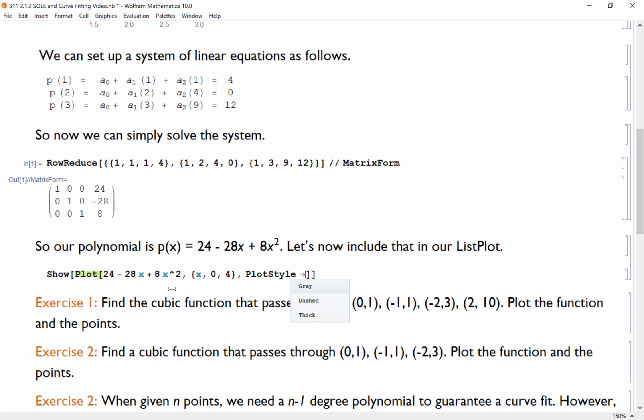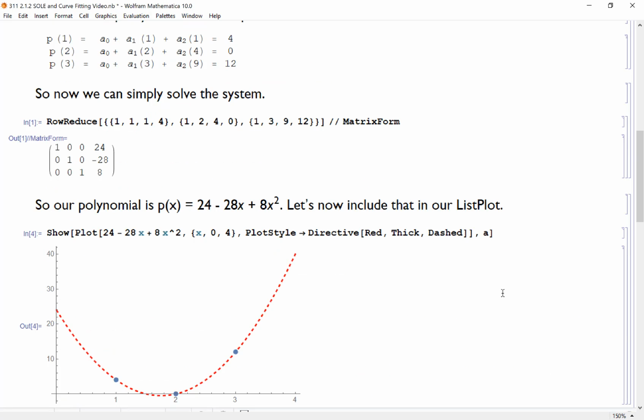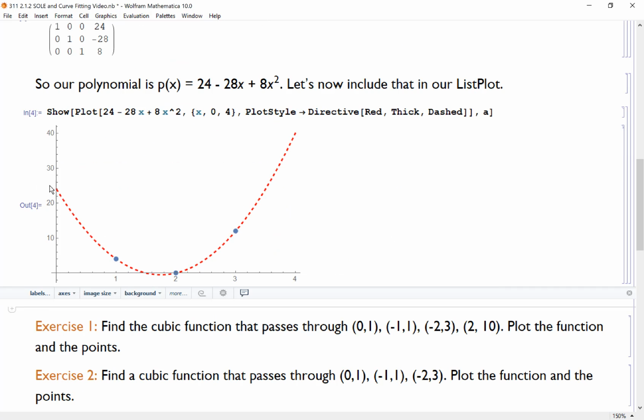And I'm also going to add a little bit of aesthetics through PlotStyle and Directive. I'm going to say red, I want it thick and dashed. That'll give me a nice thick dotted line that's red, and then comma A. And that A, remember, is that ListPlot that we originally had. So now I hit Shift Enter, and there we have it. We have the 3 points, and then we have our dotted red quadratic that's passing through those 3 points. Pretty cool. Now that's our example.